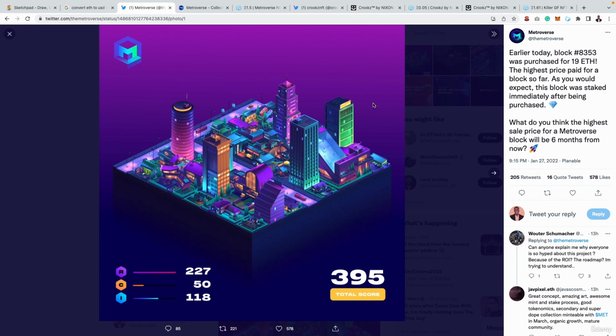If we go into the recent images, this is actually what the artwork is like. So it's not individual pieces of art. It's actually a little block you get in the metaverse. Really cool. And you can see this one in particular sold for 19 ETH, 19 Ethereum, a lot of money, absolutely insane. So this project did really well.